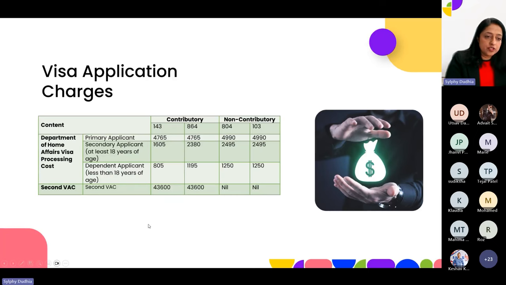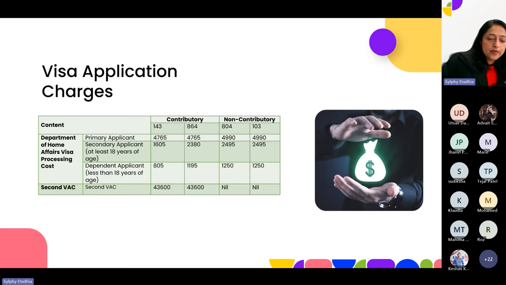Visa application charges. Now here we have to look into the visa application charges. So in contributory parent visa, the visa application charges for primary applicant is around 4765, which is around 4700, and for the secondary applicant it is 1605. You have to pay for the second visa application charges after 12 years, which is 43,600 for each applicant.